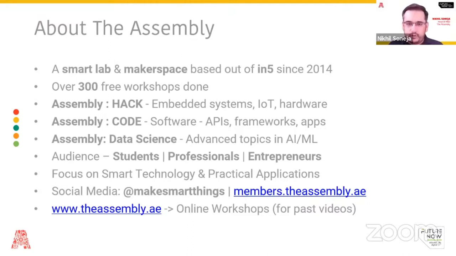Our workshops get qualified into a few different categories. We have Assembly Hack workshops, which you would have seen in the preview, where we work with hardware. We provide the hardware and the systems, so when people attend, they don't need to bring anything except the laptop. That could cover embedded systems, things like Raspberry Pi and Arduino, and we try to focus on interesting aspects with that. Assembly Code sessions are like today's session, where we work with APIs and frameworks, and you don't need any specific hardware other than your laptop.